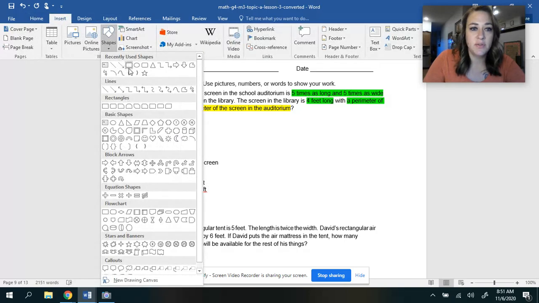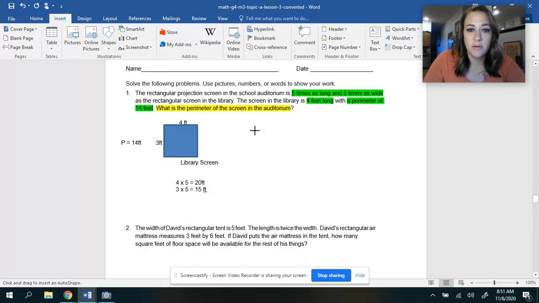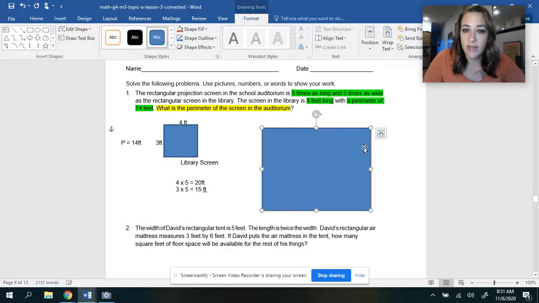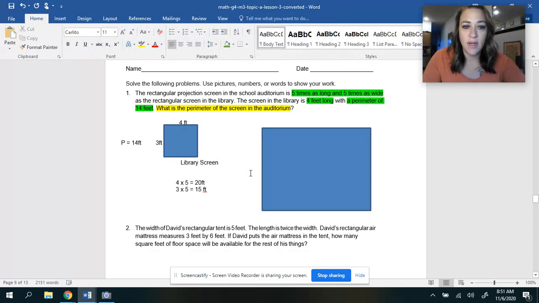So I'm going to also show our screen in the auditorium. It is bigger, right? Because it said it's 5 times as long and 5 times as wide. So I'm going to show our length and width. This one's 15 feet. And 20 feet.